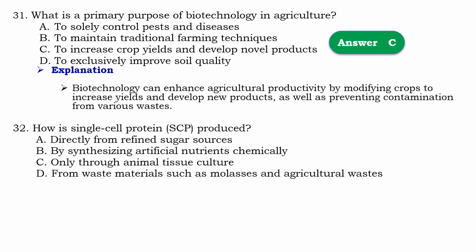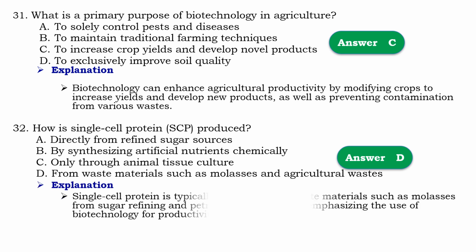Question number 32. How is single cell protein produced? Single cell protein የምንለው እንዴት ነው ምናዘጋጀው ወይ ደግሞ የሚመረተው ይላል? So the answer should be D, from waste material such as molasses and agricultural wastes. Means that single cell protein is typically produced from waste material such as molasses from sugar refining and petroleum byproducts, emphasizing the use of biotechnology for productivity.